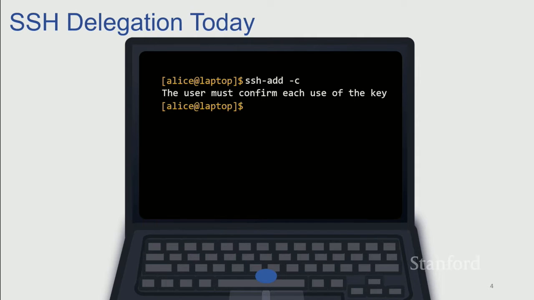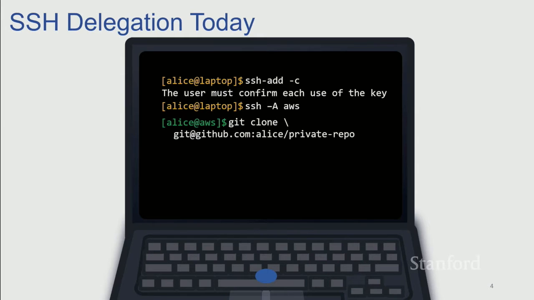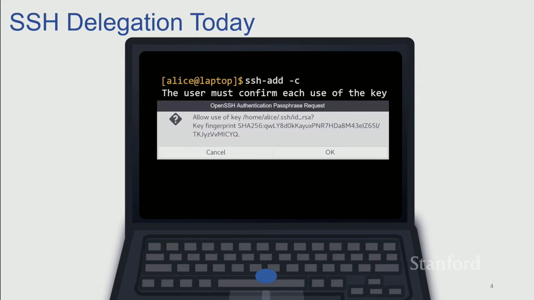Then the user is going to SSH and enable agent forwarding when she connects to the cloud machine. And then when she runs that git clone command, the authentication request is going to get forwarded to the local agent, who's going to prompt the user to confirm the use of her key. And it looks like problem solved: the user knows every time her key is used, she can confirm it, she can deny it, she has full control of her credentials.